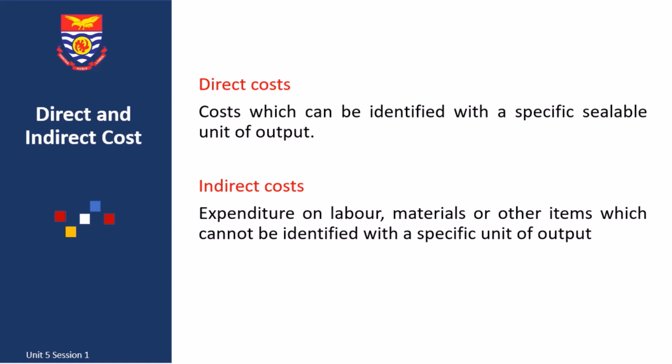So direct costs are costs that can be associated with a particular output directly. When you see the book or the output, you know the cost. And indirect costs are the costs you cannot identify with a specific output.